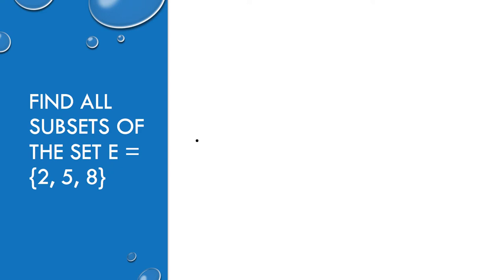Let's try another one. Now our set has the elements 2, 5, and 8, and we want to list out the subsets. Again, as we begin, let's figure out how many subsets we expect to have. This set has 3 elements. It has 2, it has 5, and it has 8. So I'm going to do 2 to the third. That's 2 times 2 times 2, which gives me 8. So as I work this problem, I'm expecting to have 8 subsets by the time that I'm done.